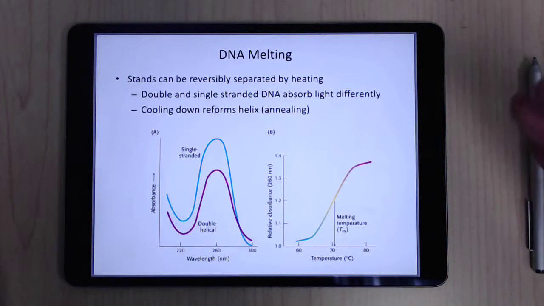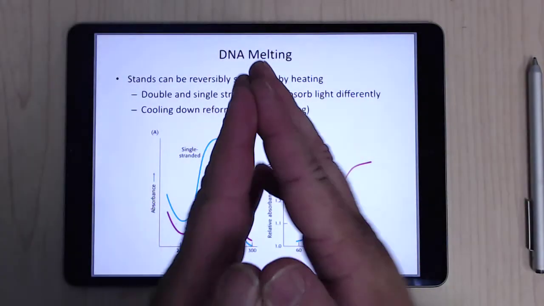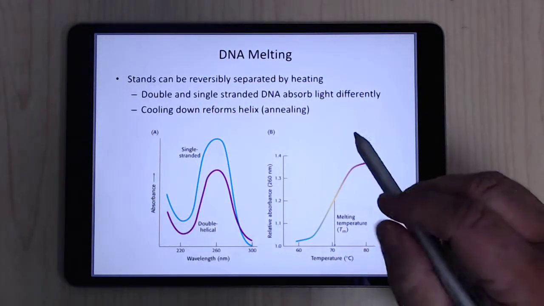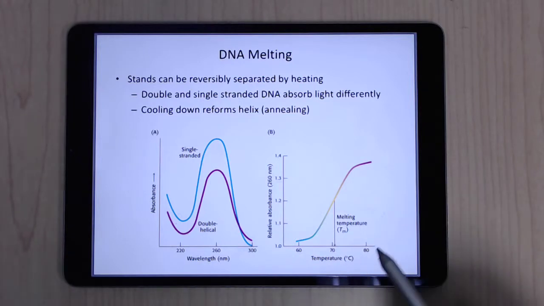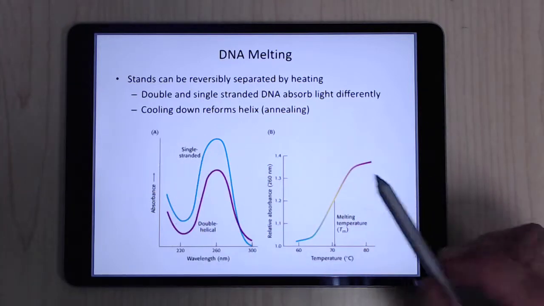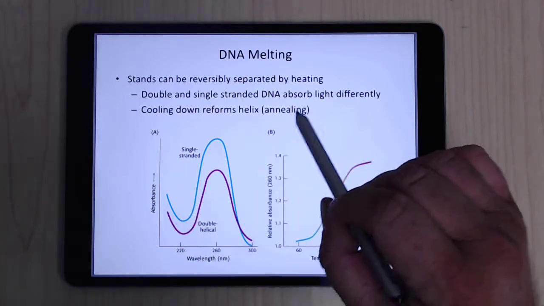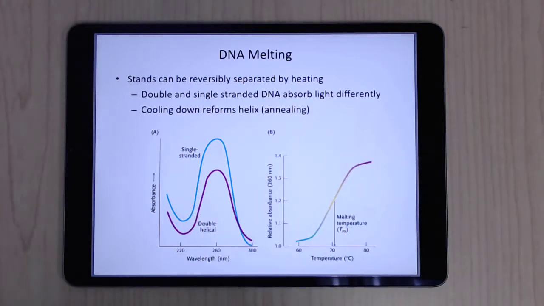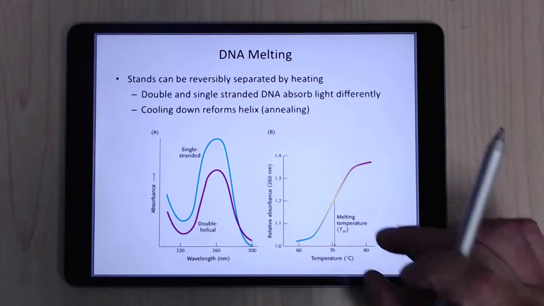That's all it is. As soon as you cool this down, they're going to come right back together, and they're going to form complementary bases, things like that. It's just going to reform. So when you cool it down, that's called annealing, where the strands come back together.